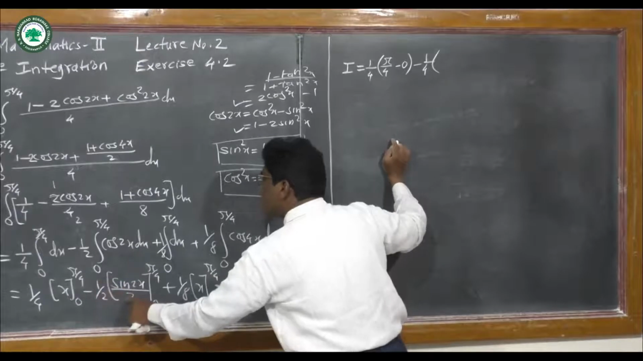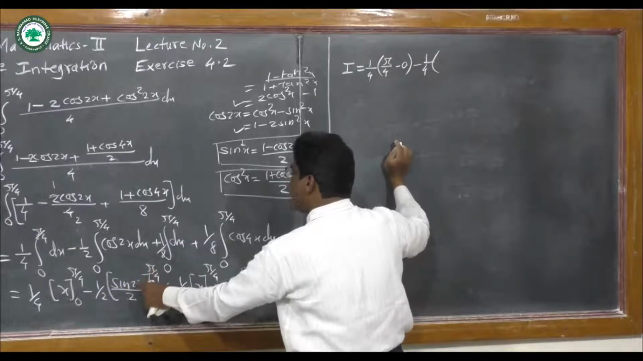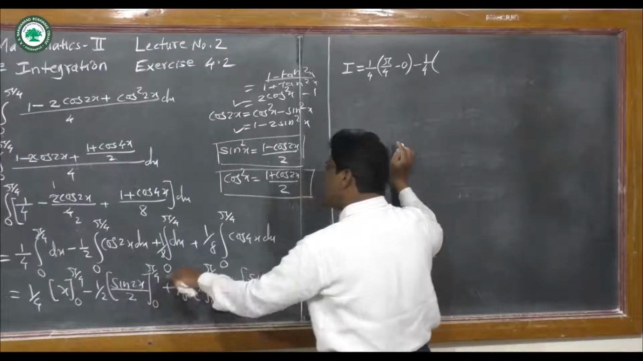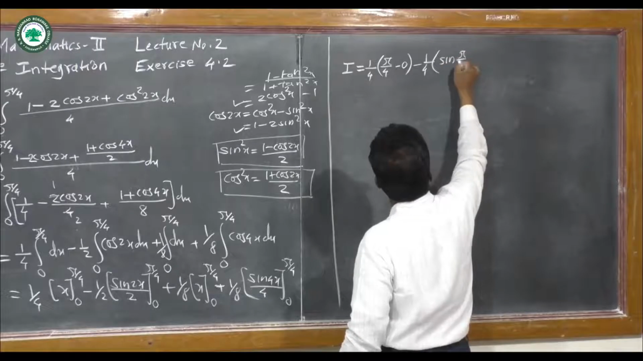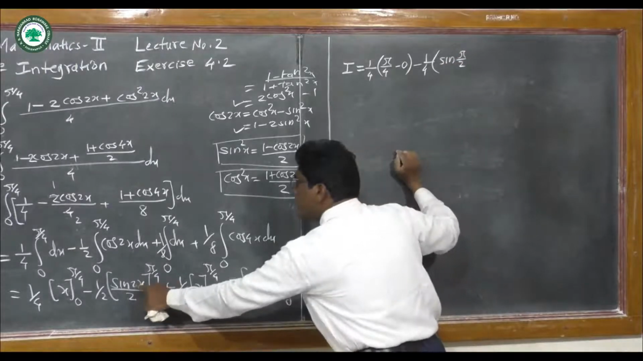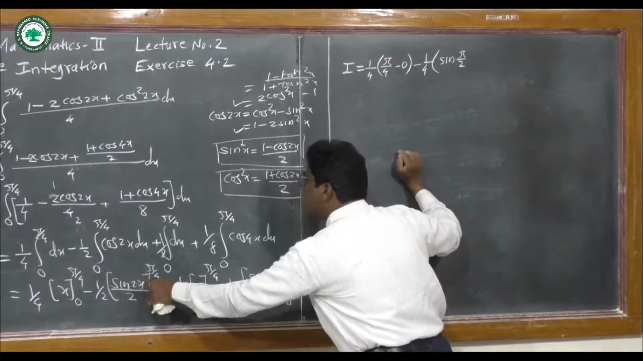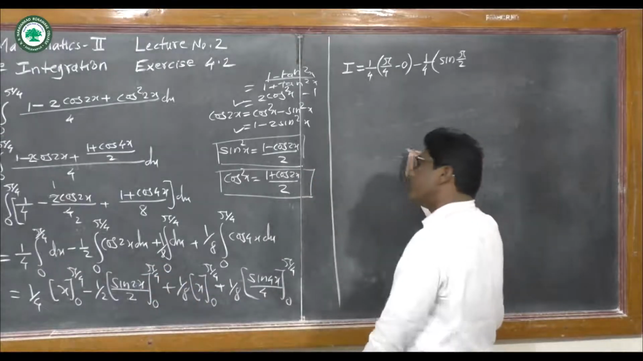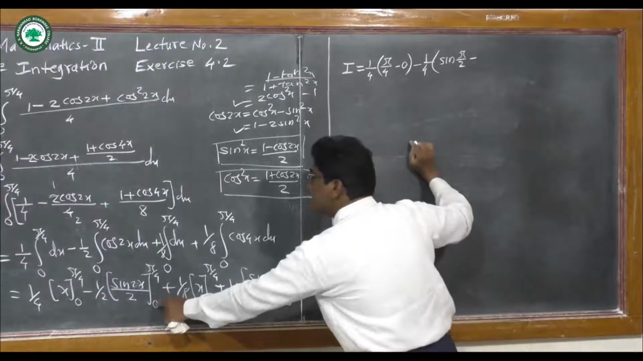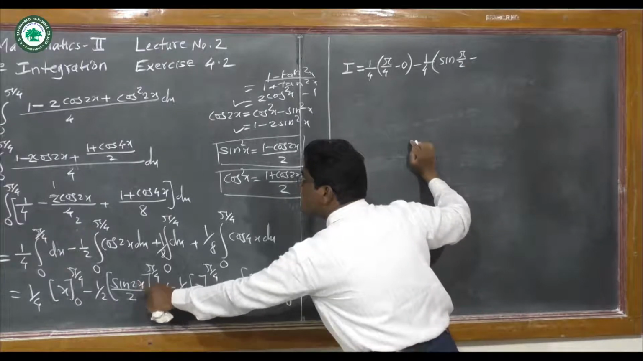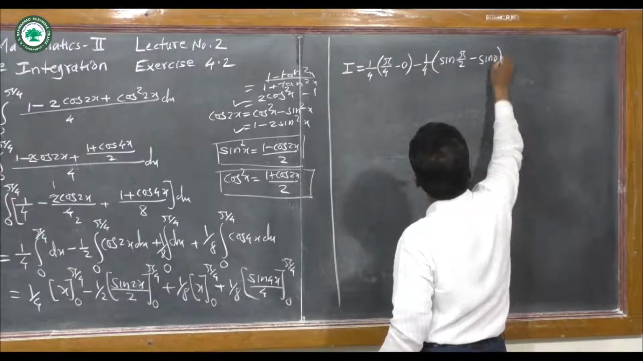1 upon 2 into 2, 4. Sine of 2x, and x is here pi by 4, so 2 into pi by 4. So it becomes sine of pi by 2. Again see, sine of 2x, so 2 into x is pi by 4, 2 into pi by 4, 2 2s are 4, so it is pi by 2. Minus here, now put x as 0. So sine of 2 into 0 becomes 0, so sine of 0.